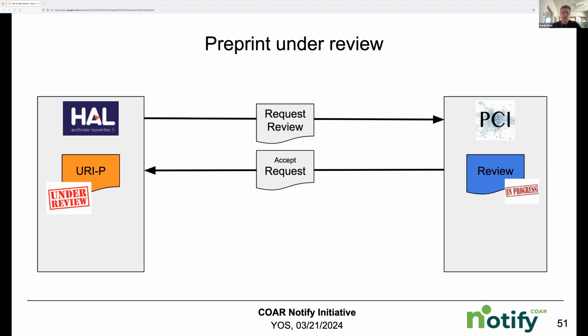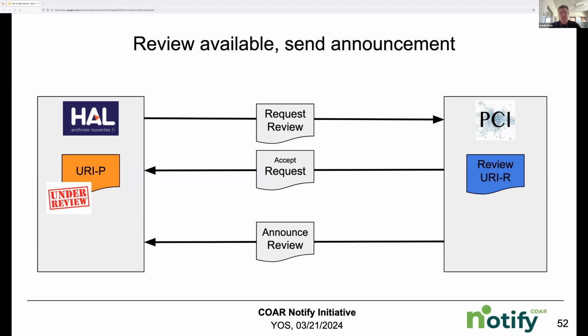Eventually, PCI will conclude the peer review on the manuscript, and once the peer review is concluded, for the sake of argument, PCI publishes this peer review, makes it available on the web by means of assigning a URI, let's say URI R for review. The other thing that PCI would do is send yet another notification back to HAL, informing the repository about the availability of the peer review.